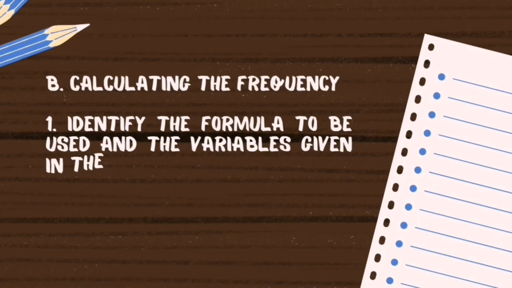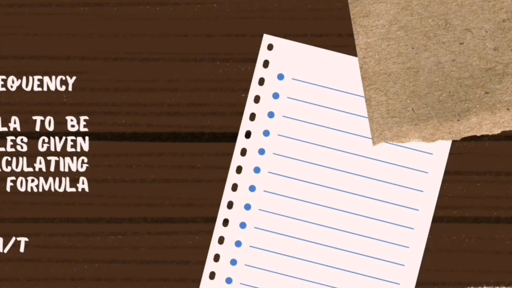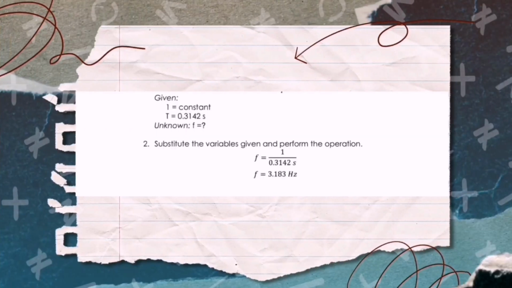Next, the frequency. This is very simple. It's just the reciprocal of T. f equals 1 divided by 0.3142, which is approximately 3.183 Hertz. This means the mass completes more than 3 full cycles every single second.